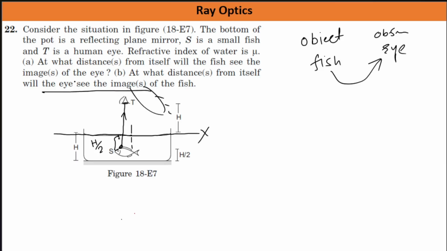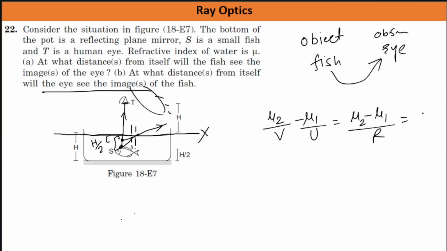So let me make it appear a bit bigger. So here I made the normal, like this, and if you extend it backward it will meet somewhere here. So this is the image distance position from the interface. You can find it: mu2 by v minus mu1 by u is equal to mu2 minus mu1 by r.